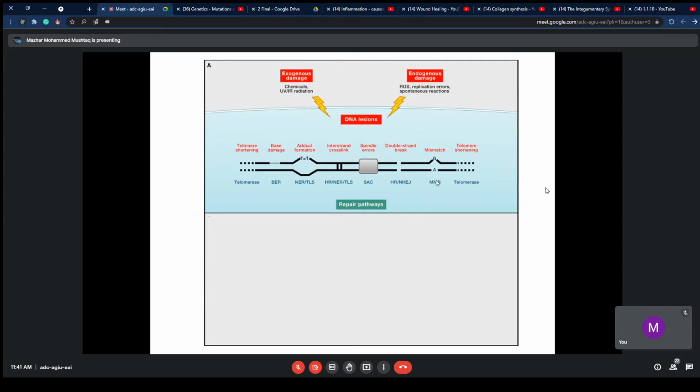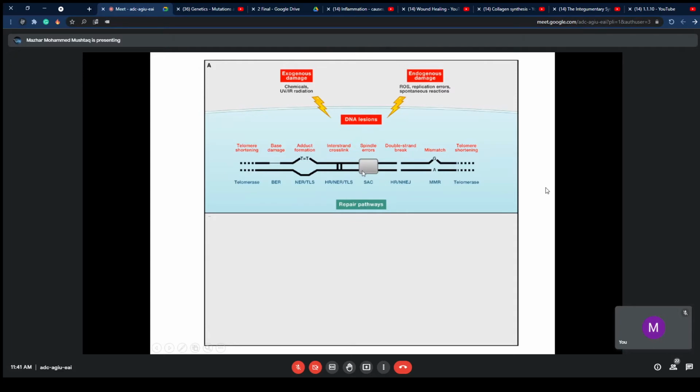The other things that are going to affect the aging are, for example, here in this picture A, you can see there is exogenous damage and there is endogenous damage. Exogenous means chemical, UV radiation. These are all going to cause a DNA lesion. Similarly, the endogenous: ROS, reactive oxygen species, replication errors when they accumulate, or some spontaneous metabolic reactions are going to affect the DNA. So all these things are going to cause DNA lesions.